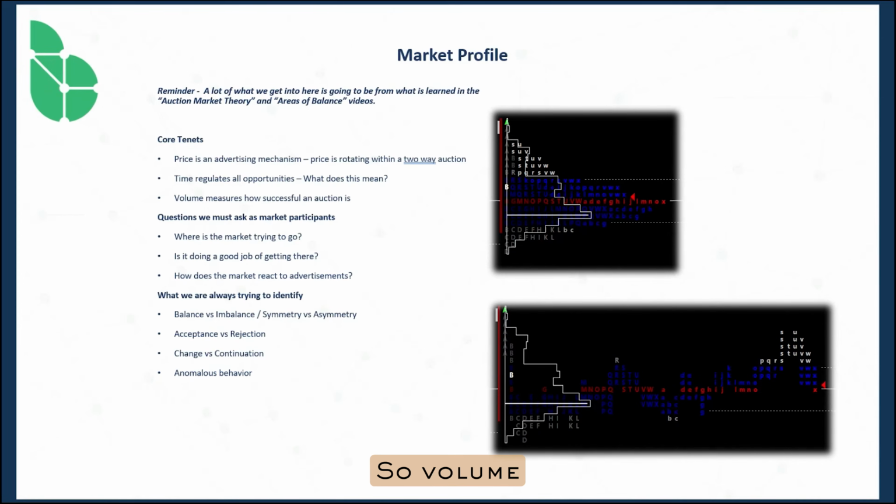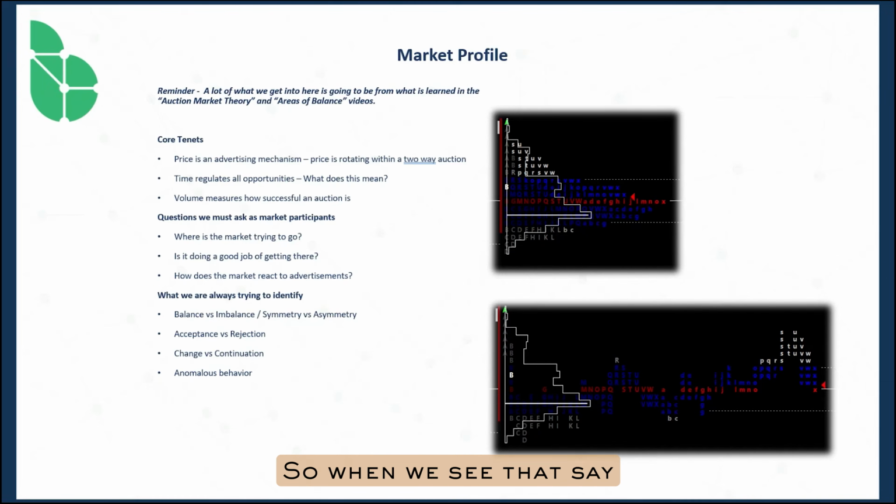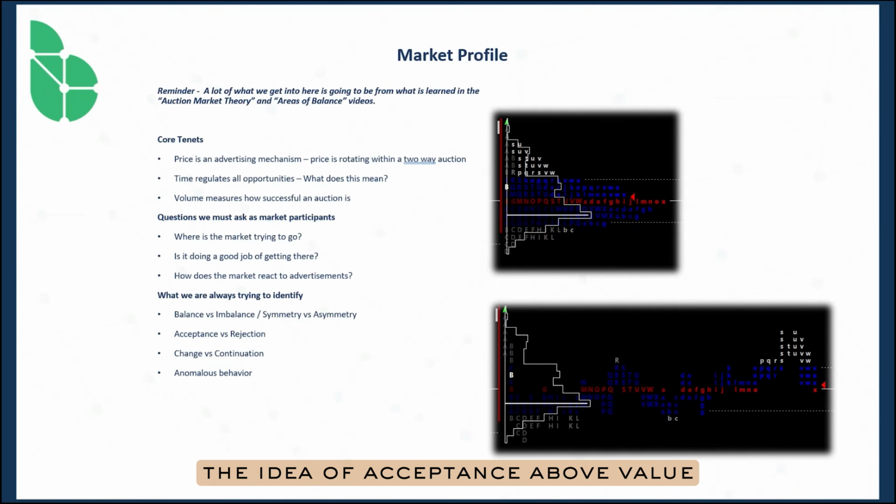So volume measures how successful an auction is. When we see, for example, price come into above value, we're talking about the idea of acceptance above value. Volume is one of those things that confirms it being accepted, or confirms that it's rejected, either by being there or by there being an absence of it.